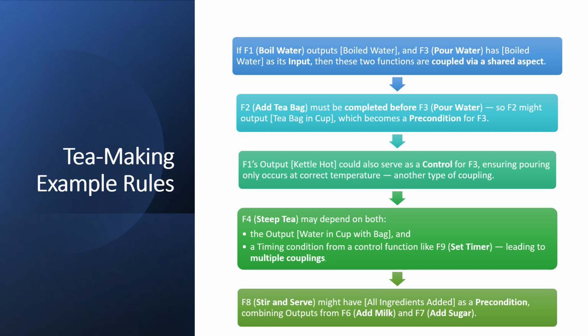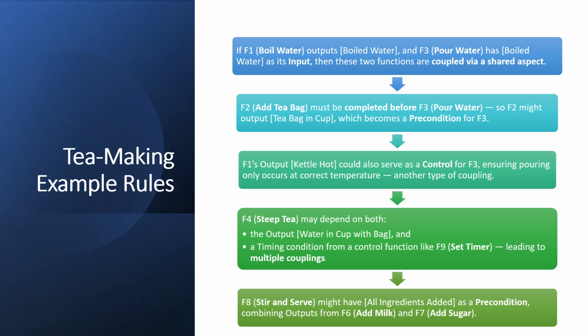F1's output, which is the kettle, in this case a hot kettle, could also serve as a control for F3, ensuring pouring only occurs at the correct temperature. That's another type of coupling. F4, steep tea, may depend upon both the output of the water in the cup with the bag and the timing condition from a control function, say like F9, set timer, leading to multiple couplings.